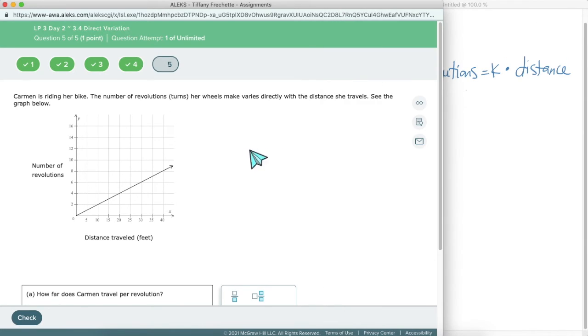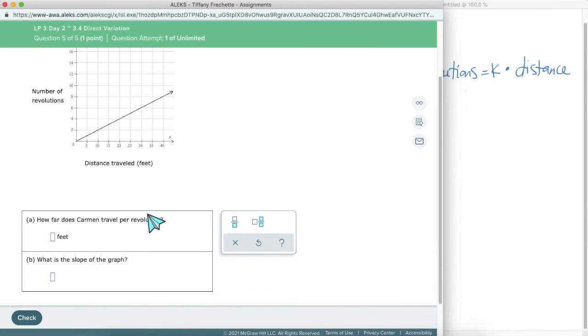So we're going to see the graph below now, and we can see the number of revolutions are on the side here, the y-axis, and the distance traveled in feet is on the bottom here, the x-axis. And I can see that this is a positive relationship. As this is going up, I have more revolutions, and distance is also going up. They're going up in a positive pattern there.